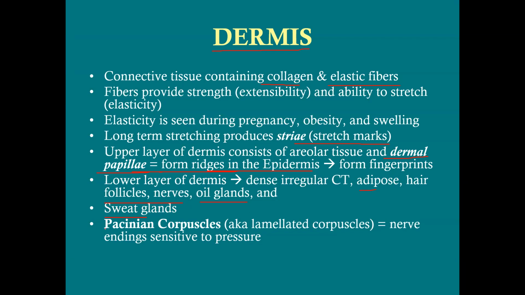Now, Pacinian corpuscles, which we mentioned before, they're great for sensing pressure, as you know. So remember, all of these lovely things that you're going to find in the dermis: adipose tissue, hair follicles, nerve endings, remember, for pain, oil secreting glands, sweat secreting glands, and we have Pacinian corpuscles. So this is where a lot of the functions of the skin are coming from.